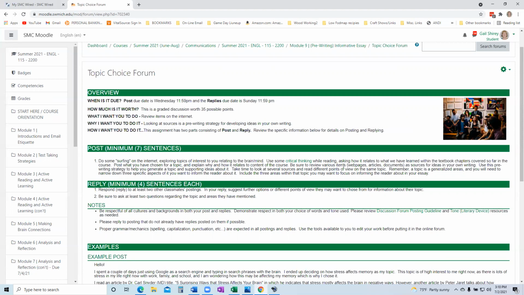You want various items, things like web pages, articles, documents, okay? And these are really sources for you in your writing. You're looking at these types of things to get an idea. And then a pre-writing strategy to kind of help you generate the topic and what are some supporting ideas about it. So if you choose, for example, I said Alzheimer's and learning, okay, you want to look at how Alzheimer's affects learning in the brain.